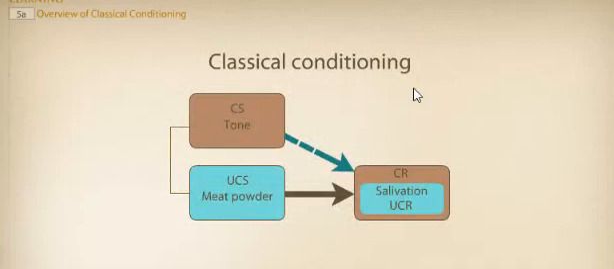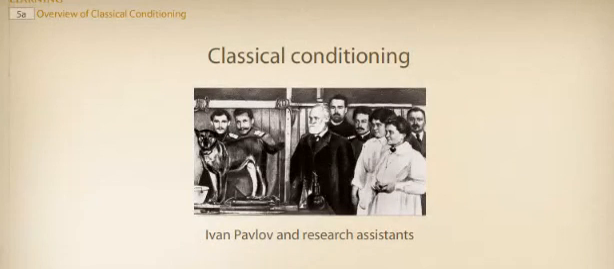So classical conditioning is a type of learning in which a stimulus acquires the capacity to evoke a response that was originally evoked by another stimulus. This process was first described in 1903 by Ivan Pavlov, a Russian physiologist who did Nobel Prize-winning research on digestion. I'll show you a quick video of Pavlov.